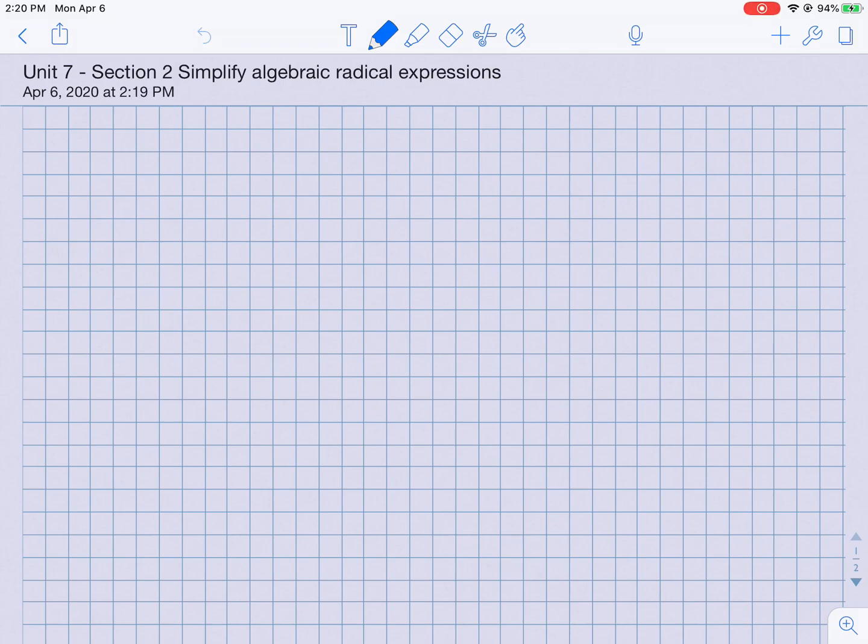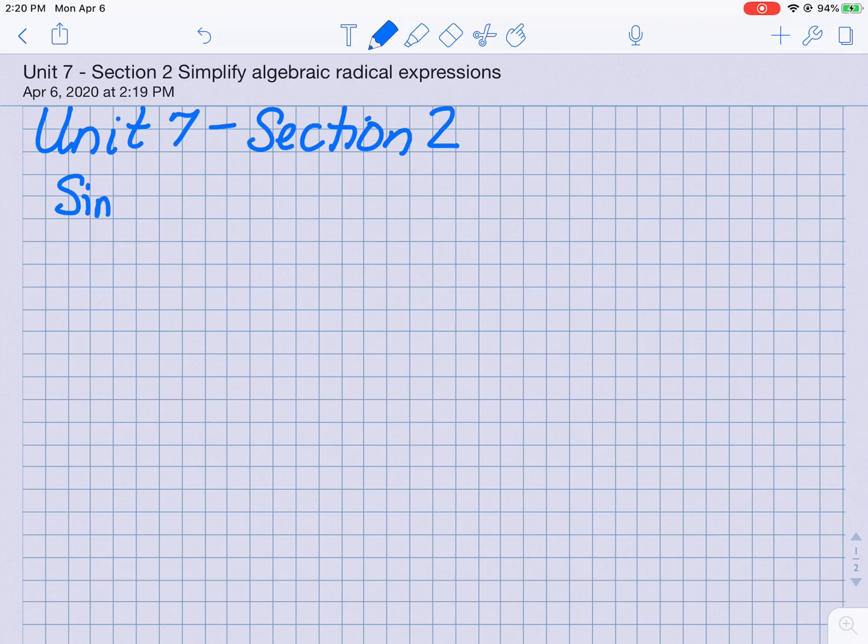Okay, this won't take too long. Unit 7, section 2 is really a continuation of yesterday. Now we're just going to add some letters. So instead of just simplifying numerical, we're going to simplify algebraic radical expressions.